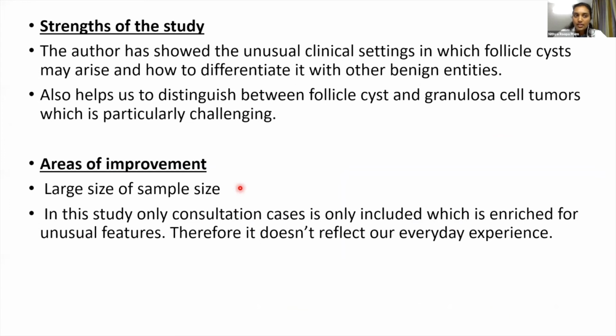So the strength of the study is that the authors showed unusual clinical settings in which follicle cysts may arise, and how to differentiate them from other benign entities like corpus luteum cyst, etc. It also helps us to distinguish between follicle cyst and granulosa cell tumor, which is very challenging. The areas of improvement: a larger sample size could be included. And in this study, only consultation cases were included, which is enriched for unusual features, so it does not reflect our day-to-day practice.